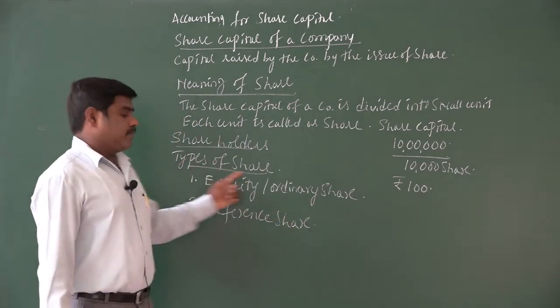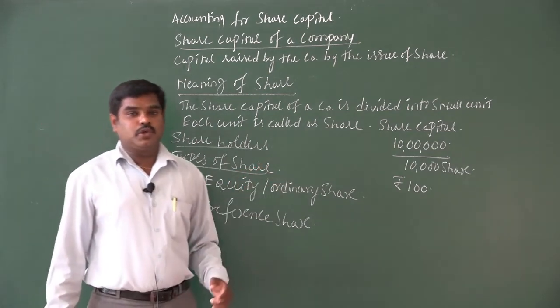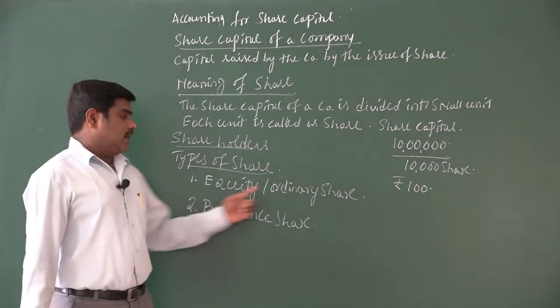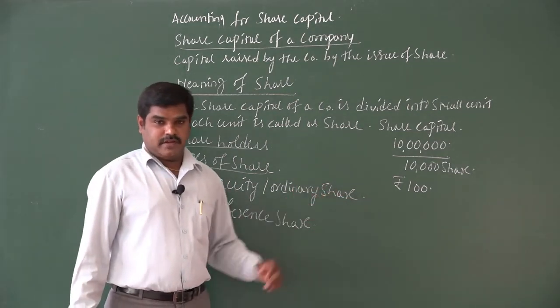Next, types of share. Of course, a public limited company will issue 2 types of shares. They are called equity share or ordinary share, and preference share. 2 types of share.